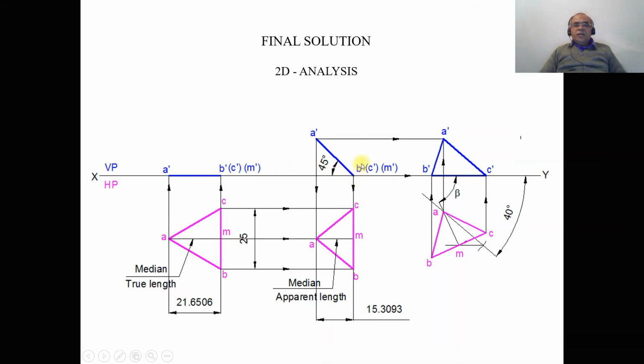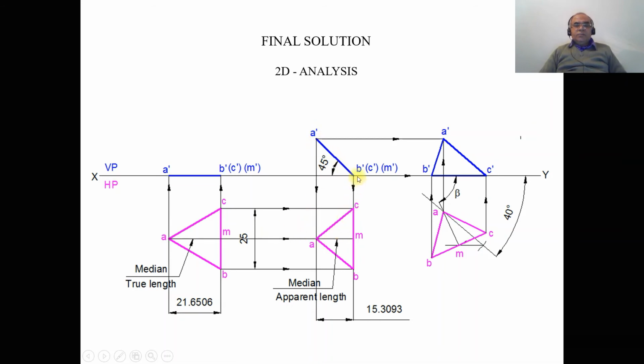From this, you mark this as B dash and C dash in bracket and M dash in bracket. Then by using the protractor with respect to the XY line, you measure an angle of 45 degrees, and then draw an inclined line. Then by using the compass, you measure the distance from B dash to A dash from the first position front view, and transfer from B dash and cut an arc on the 45 degree line, and you mark this point as A dash. Then join A dash B dash with a dark line.